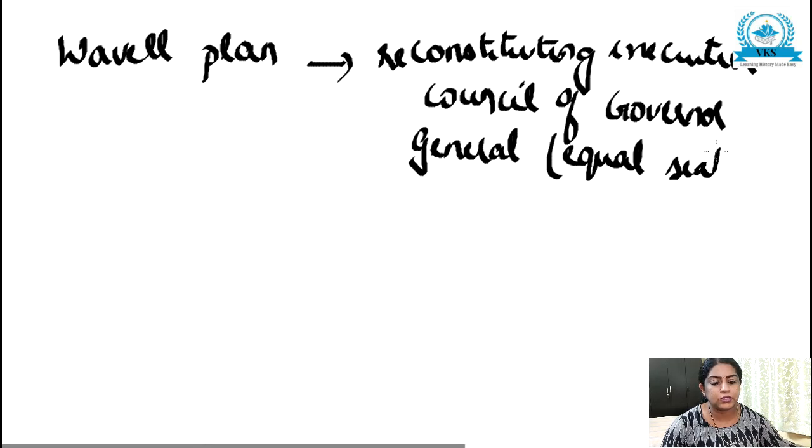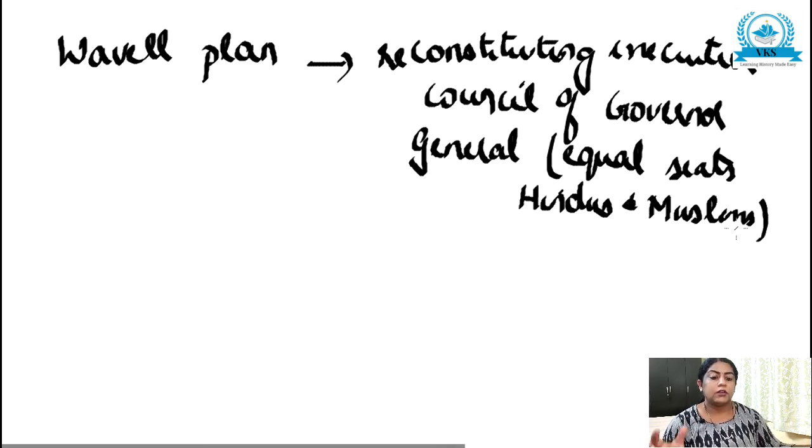Equal seats to Hindus and Muslims. Okay, so this was the Wavell Plan. That is, the Executive Council of the Governor General should be reconstituted. And how should it be reconstituted? There should be equal seats for Hindus and Muslims.